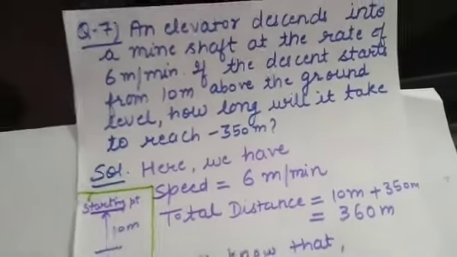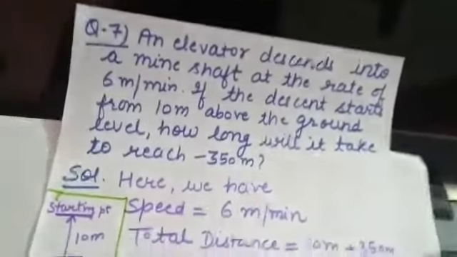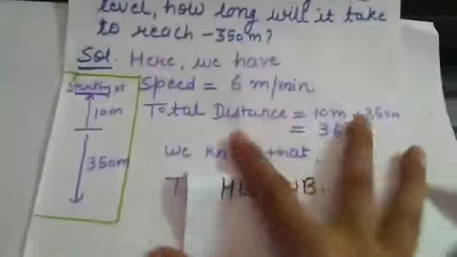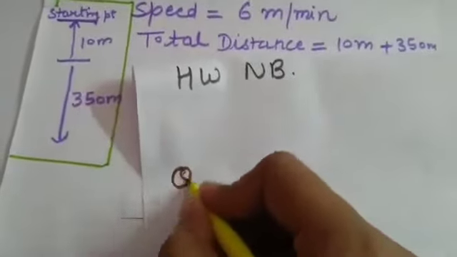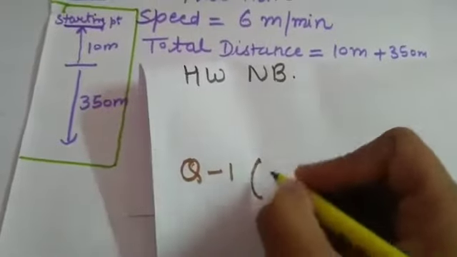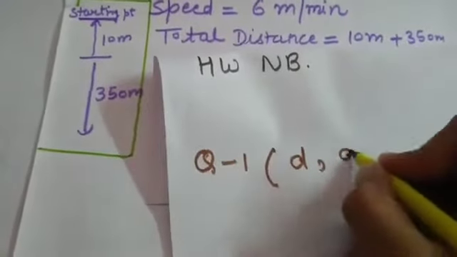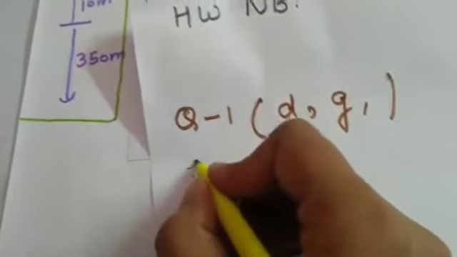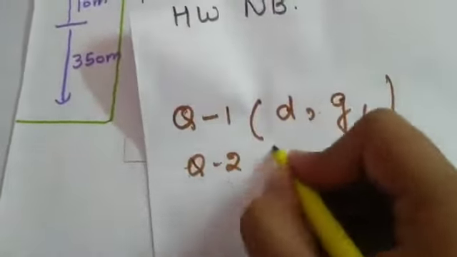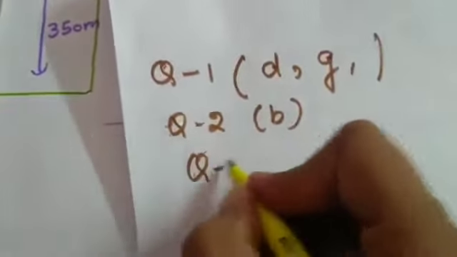So note it down. Your homework is to do the remaining questions of exercise 1.4. Let me write the homework. I am requesting everyone to note the homework. Question number 1: you have to do D part and G part, only 2 parts. Question number 2: you have to do B part. Question number 3: you have to do all the remaining parts.